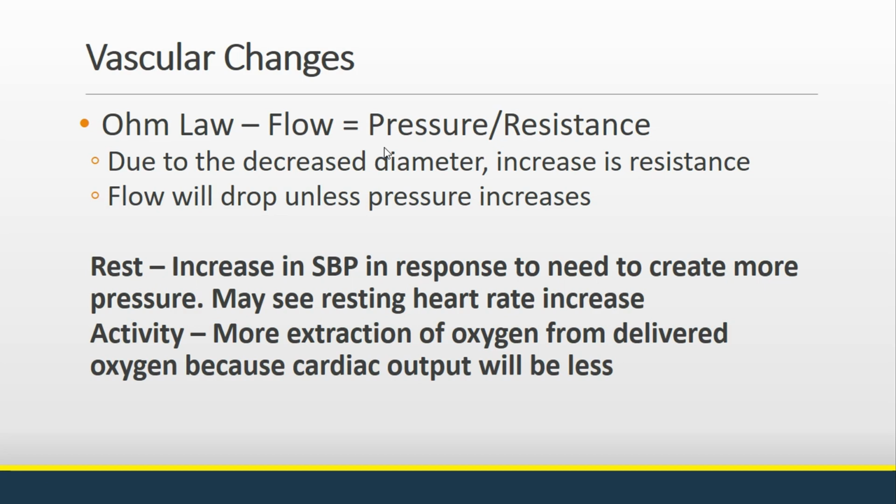Let's first talk about some of the changes in the vasculature. We know that there's stiffening, hardening. So what does that mean? Resistance goes up. And because resistance goes up, flow will drop according to Ohm's law. But we can't have flow drop, right? So what has to happen? Pressure has to go up. So this is why we might see an increase in blood pressure at rest, partly because of this resistance. And there's a range of different reasons, but this is part of it here.